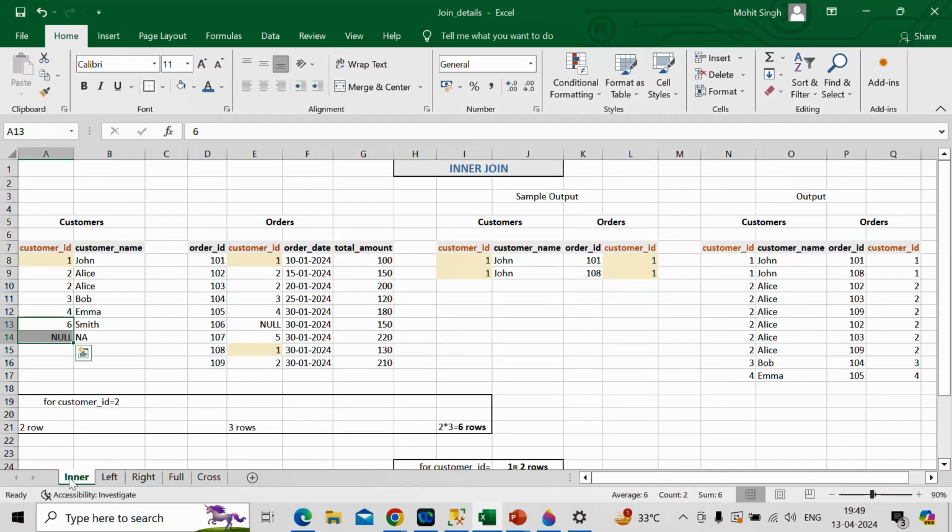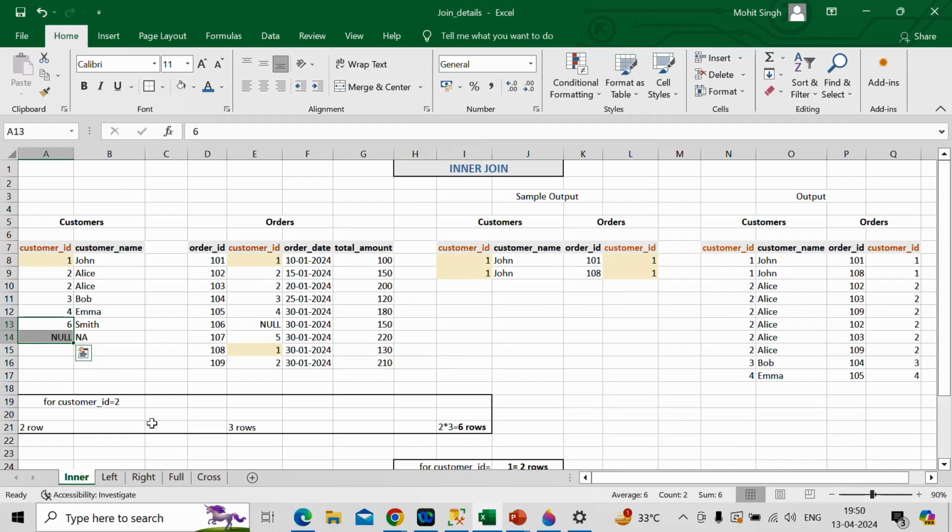Here I have created 5 sheets. First is for inner join, second is for left, third is for right join, fourth is for full join, and the fifth is for cross join. First we will understand inner join. It may take 1 or 2 minutes extra with respect to other joins, but once you have understood the concept of inner join, it won't take much time to understand the concept for other joins.